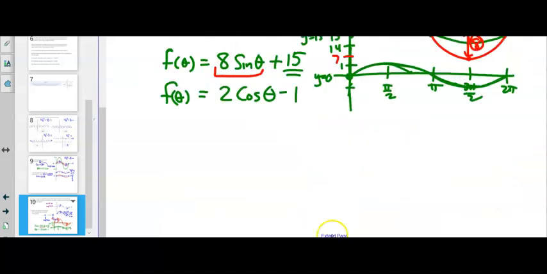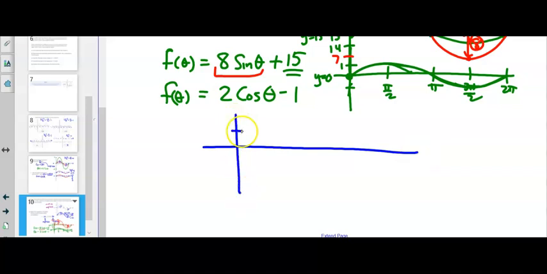For cosine, what's going to be different is the graph itself. So we start at 1 at 0 instead of 0. And then we have pi over 2, pi, 3 pi over 2, and then 2 pi. So at pi over 2, the answer is 0. At pi, we're at -1. Then 3 pi over 2 is back to 0. And then at 2 pi, we're back to 1. So the graph kind of looks like this.